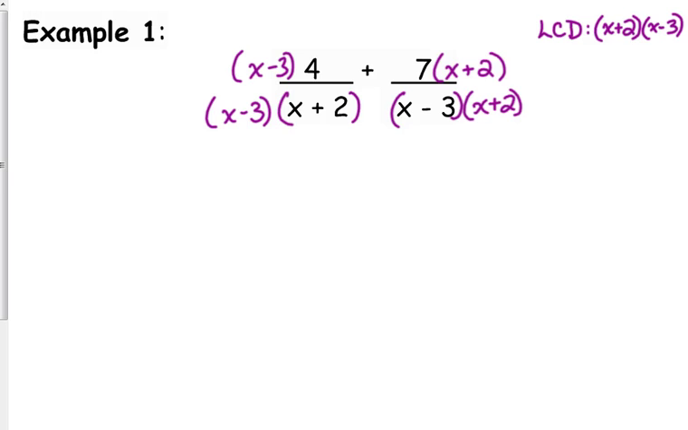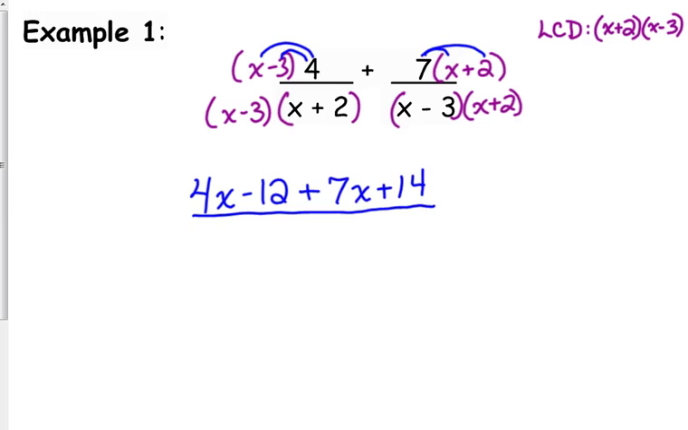So let's go ahead and do that. Just to save myself some space and time, I'm going to go ahead and distribute the 4. 4x minus 12 plus, I'm going to distribute the 7. 7x plus 14. Those were both over the common denominator, x minus 3 times x plus 2. The order that you write that in really doesn't matter, okay? Just so you have x minus 3 and x plus 2 in there.